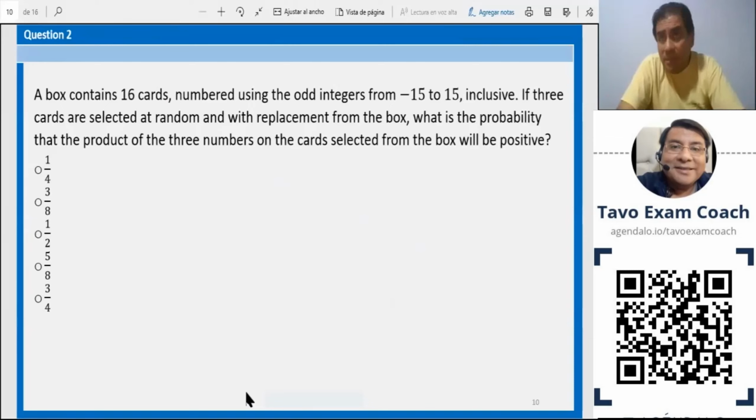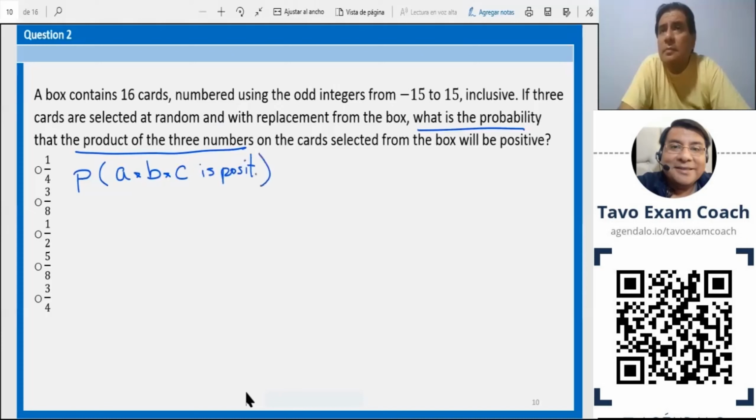Well, here it's interesting. We're supposed to calculate the probability that the product of 3 numbers, 3 cards selected, is positive. So it's basically saying the probability that the number in card A multiplied by the number in card B multiplied by the number in card C is positive. But what is this situation equivalent to?